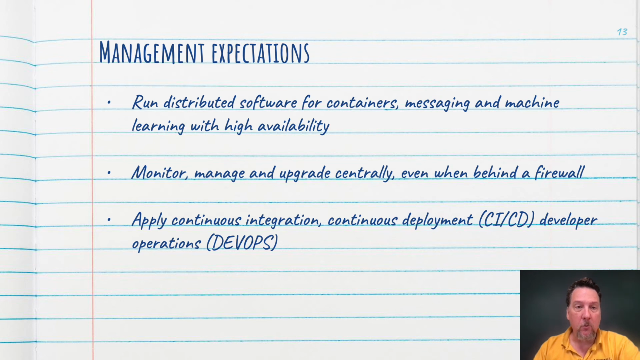You need to be able to run distributed software for containers, messaging, and machine learning with high availability. You need to monitor, manage, and upgrade centrally even when it's behind a firewall you don't control. And you need to be able to apply continuous integration, continuous deployment for developers' operations. In other words, CI/CD for DevOps. In other words, what customers want is all the good stuff in the cloud just running on-premise, that is, at the edge, at thousands of locations.